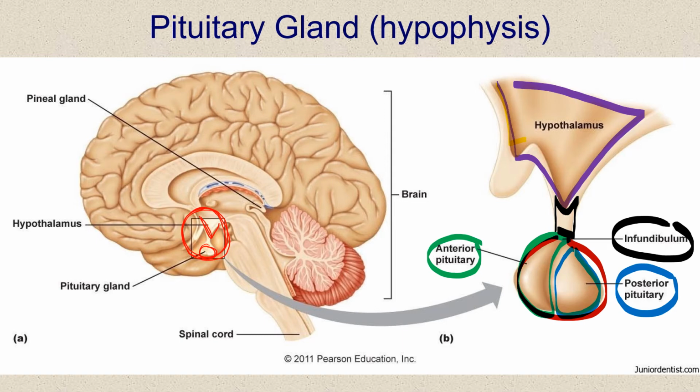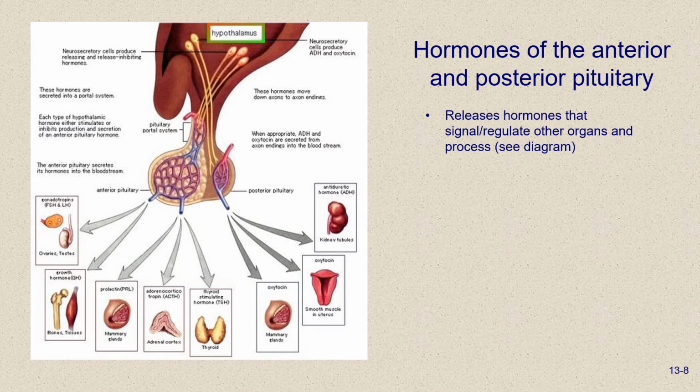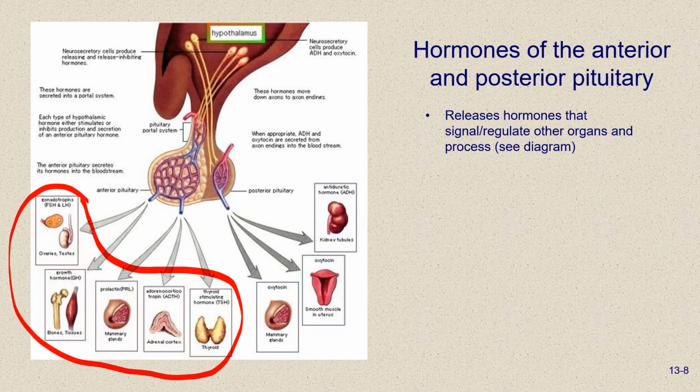Let's take a look at the functional relationship that's going to be happening. So the pituitary gland is sometimes known as the master gland because it releases hormones that regulate many other glands in the body. For example, the anterior pituitary gland releases follicle-stimulating hormone and luteinizing hormone, which stimulate function in the testes and the ovaries. It produces growth hormone, prolactin, adrenocorticotropin, also known as ACTH, and thyroid-stimulating hormone.